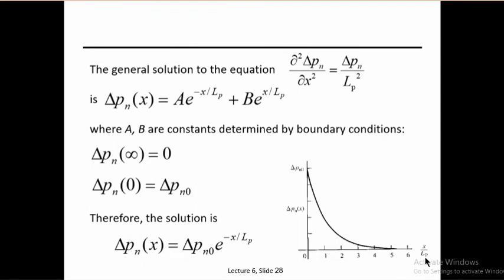diffusion length. Okay, I will stop here for a minute to ask if anyone has a question before I introduce you to the last few slides that we have concerning the Poisson equation, which we will need for the PN diode. Is everything clear? Yes, doctor. Yeah, doctor. No. I guess there aren't many students present in this lecture.